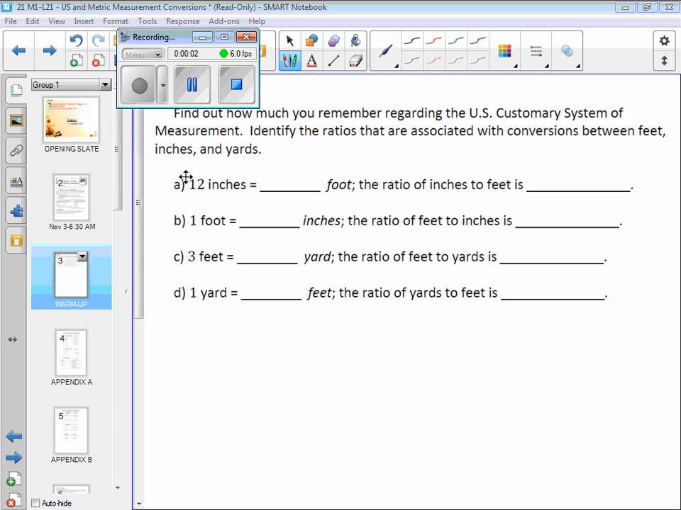Okay, tell me what you remember. 12 inches is how many feet? 1 foot. Correct. Therefore, Antonio, the ratio is what to what? 12 to 1. Okay, good.